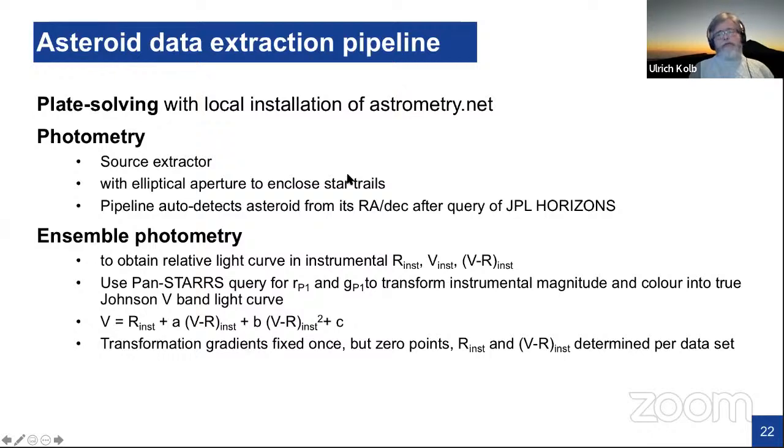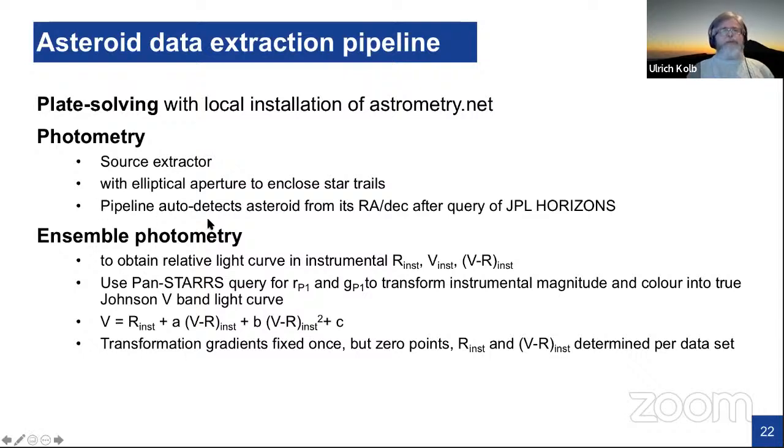Once the data are there and transferred to our servers at the OU, there's a pipeline in place which then plate solves the data set, all frames, and establishes photometry. And the tool we use is Source Extractor with elliptical apertures, and they allow us to do photometry on the stars, even though they are trailed. At the same time, the same setup allows you to do the photometry on the asteroid, because even though that's circular, it's still part of an ellipse in this sense.